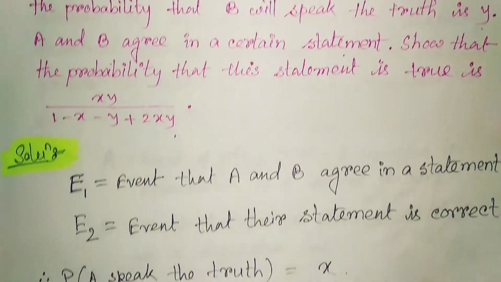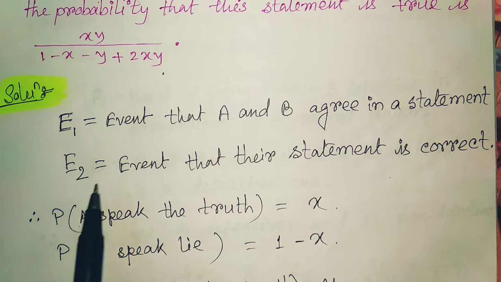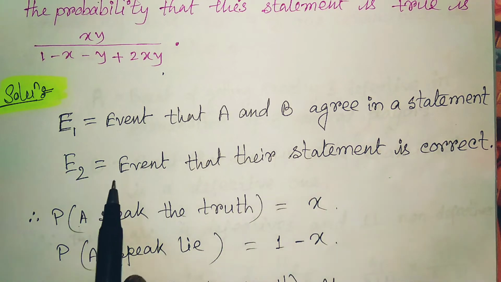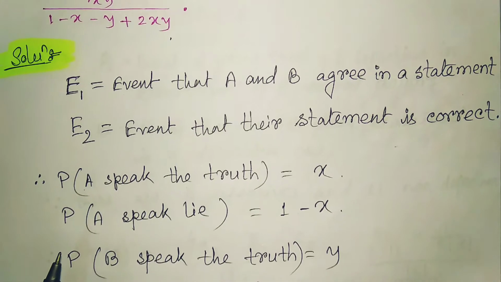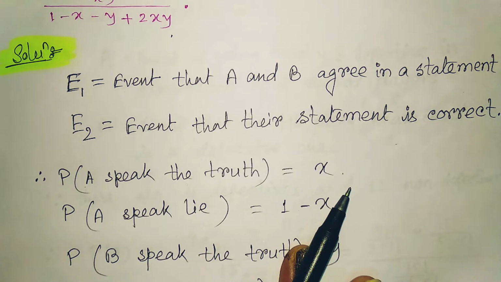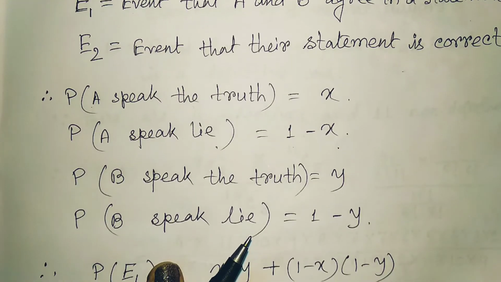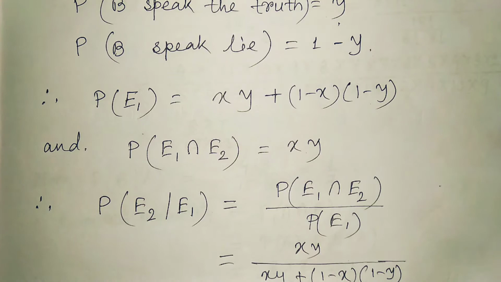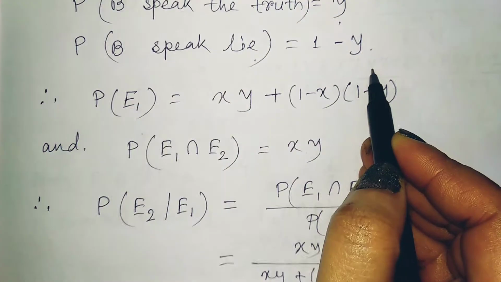So now how to solve this one? Let there be two events. The first event is that A and B agree in a statement, and the second event is that their statement is correct. Now A speaks the truth with probability x, and A speaks a lie with probability 1 minus x. Similarly, B speaks the truth with probability y, and B speaks a lie with probability 1 minus y.